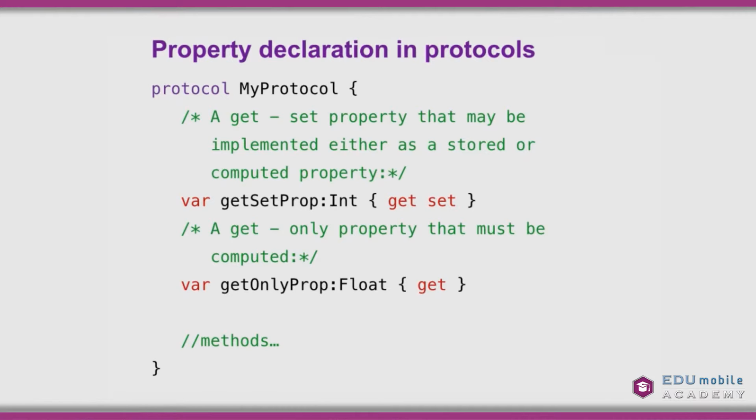But we can have getSet or get. GetSet could either be in the adopting type. It could either be a computed property or a stored property. But get-onlys have to be computed properties.